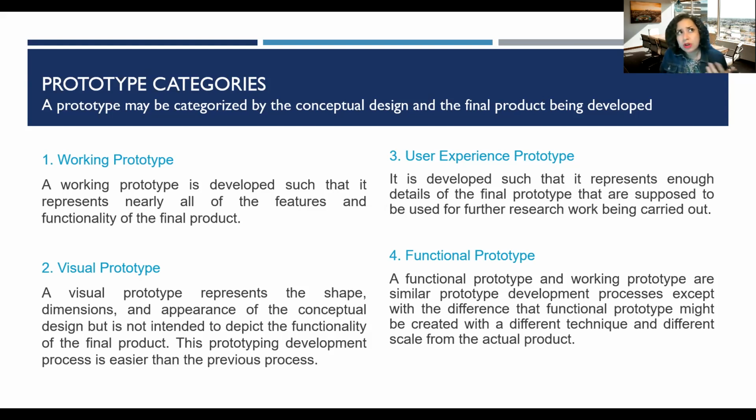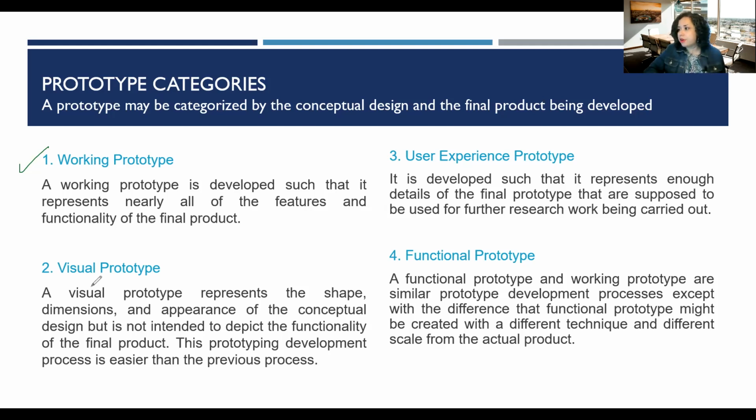So according to the concept and the definition of designing and using a prototype, we can describe them as being 4 different types, even though if we take a look at the definition of them, number 1 and number 4 are almost the same, but there's a little bit of difference in between. Let's see what it is. So when we talk about a working prototype, the number 1 is a development that represents nearly all of the features and functionality of the final product, but it might not be exactly the same as the final product. Still, it's a little bit different.